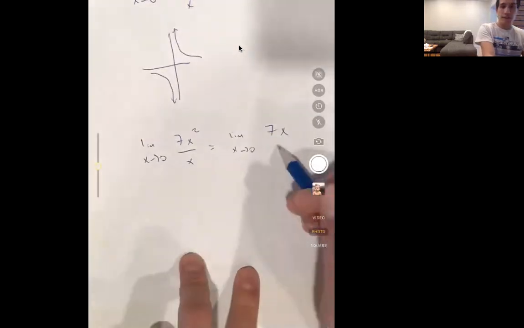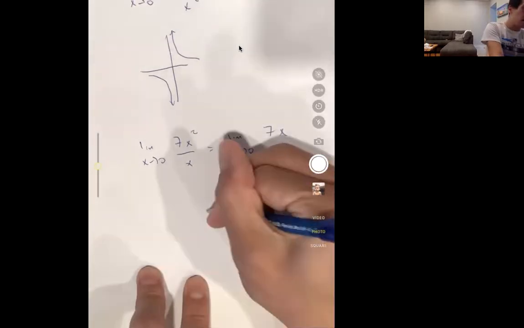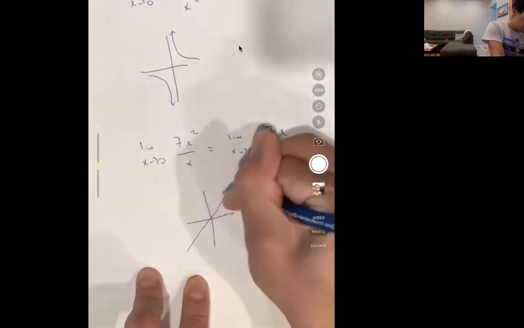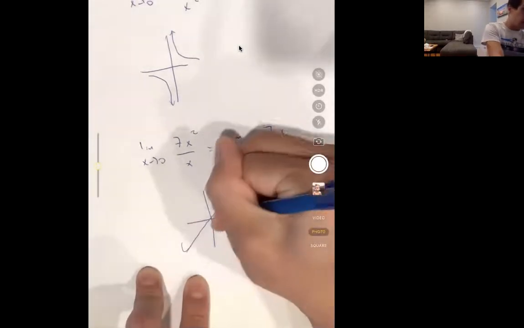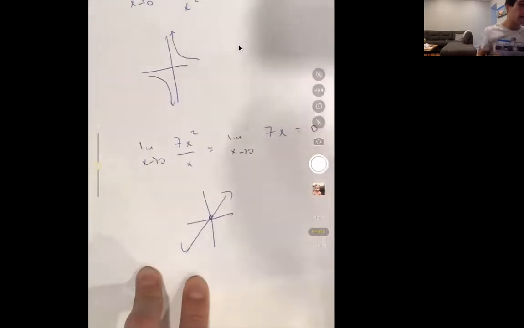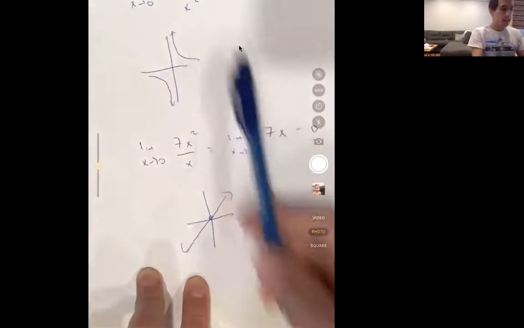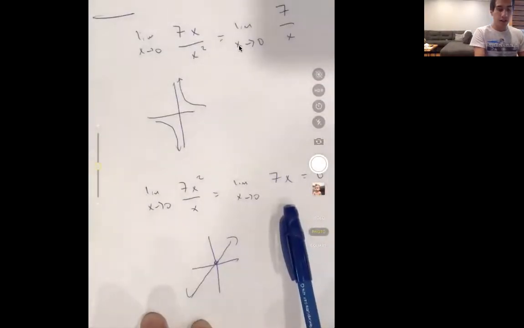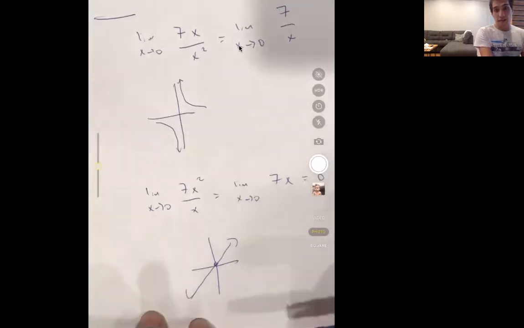And now this function is continuous. I can graph it, and it goes through the origin. So of course, the limit as x approaches 0 is also going to be 0. So we have one that doesn't exist, we have one that goes to 0, and let me show you that we can have one that goes to anything we want.